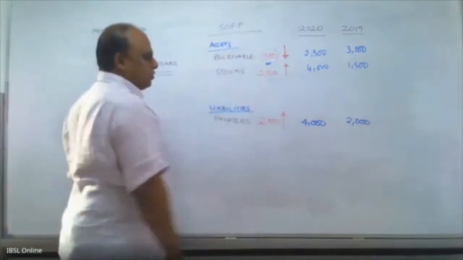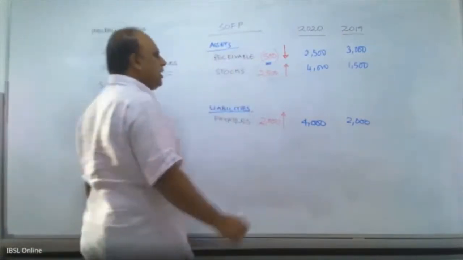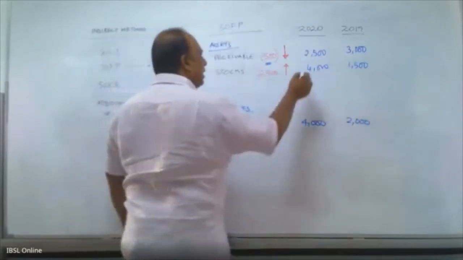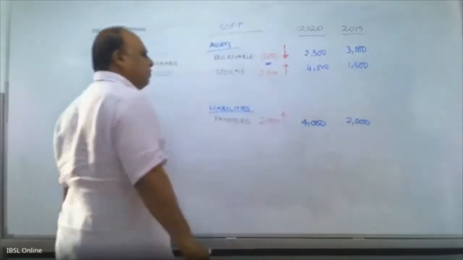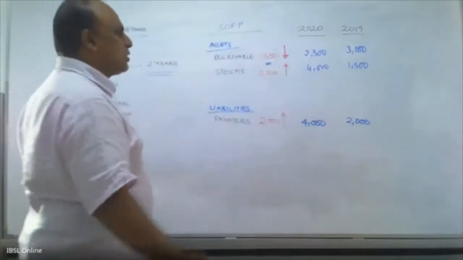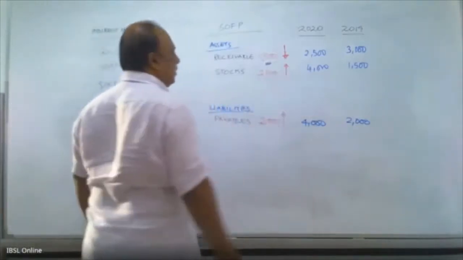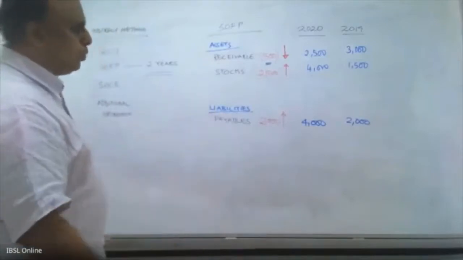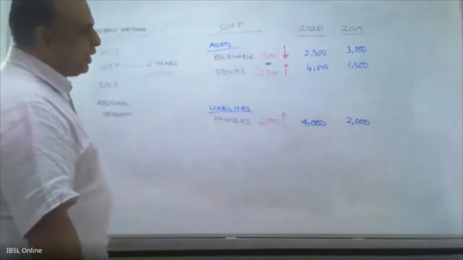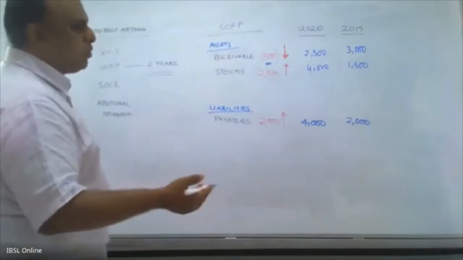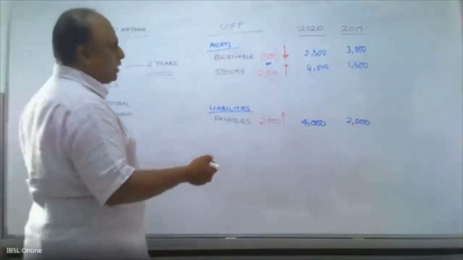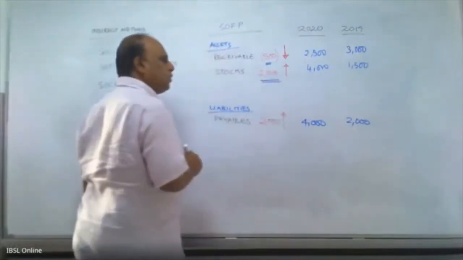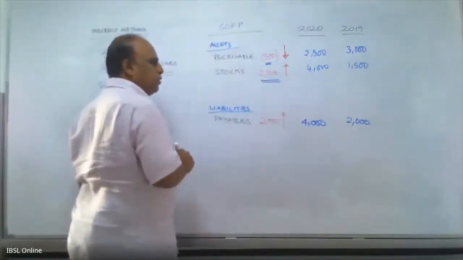Look at stocks. Last year I had only 1.5 million. This year it has gone up to 4 million. What has happened to stocks? Stocks have gone up. Why have the stocks gone up? Because I would have purchased more stocks. Then when I go and purchase, what will happen? Cash will go out.